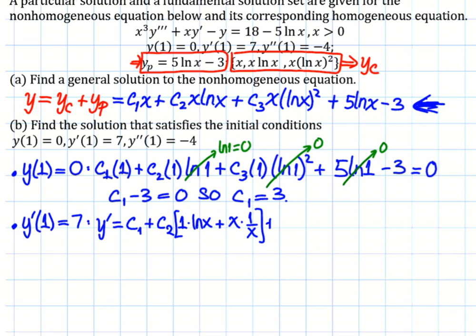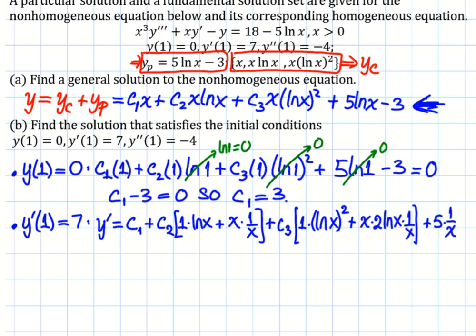And then C3, another product rule. Derivative of x is 1 and then ln of x squared plus x. Derivative of ln of x squared will be 2 ln of x, and then derivative of ln of x, 1 over x. And then plus 5 ln of x. Ln of x derivative is 1 over x. Derivative of negative 3 is 0.